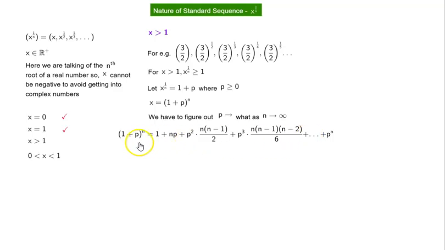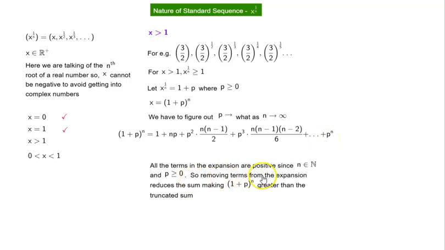In the previous session, we have already seen this. We expand it using the binomial theorem: 1 plus p to the power of n is equal to 1 plus np plus p square times n into n minus 1 by 2, and so on. Now all the terms in the expansion are positive, since n is in the natural numbers and p is greater than or equal to 0. So removing terms from the expansion reduces the sum, making 1 plus p to the power of n greater than the truncated sum. So let us drop all the terms except the first and third terms.